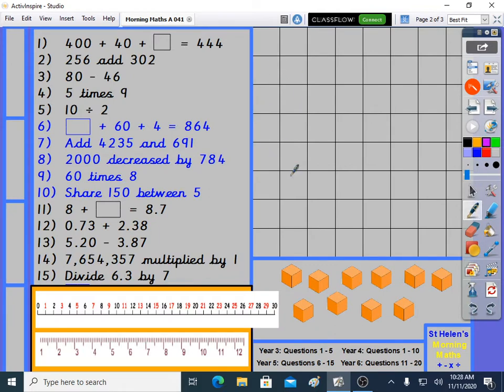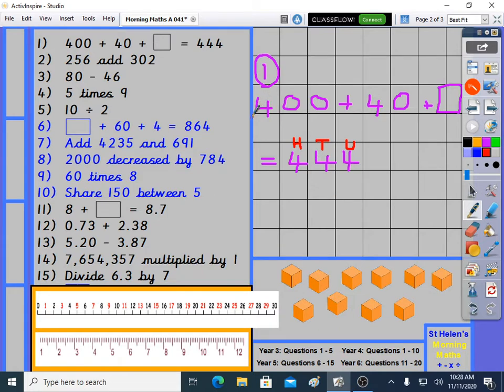Question 1. We've got cubes today, haven't we, instead of cats? Year 3 level questions. 400 plus 40 plus something. All that equals 444. So 4 in the units, 4 in the tens, and 4 in the hundreds. 4 units, 40, and 400.